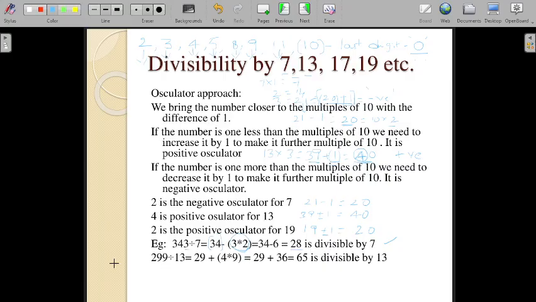Okay, let's see another example. 299. In 299, what we have to do? The last digit is 9 here, so we need to multiply this 9 with the oscillator for 13, which is 4. Then, since it is a positive oscillator, we need to add this. So 29 plus 4 nines, 36. So what is the value? 65. Since 65 is divisible by 13, the whole number is divisible by 13.